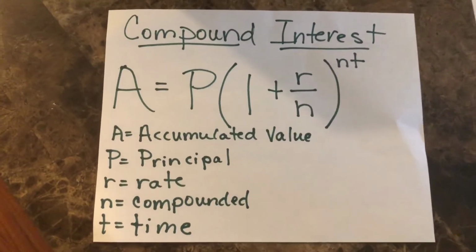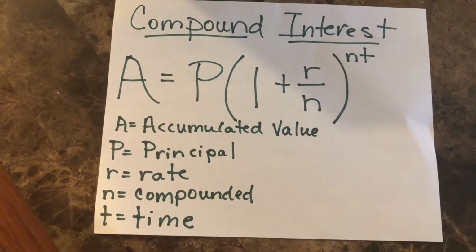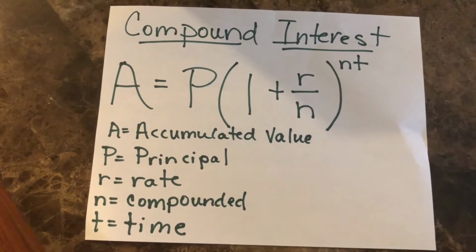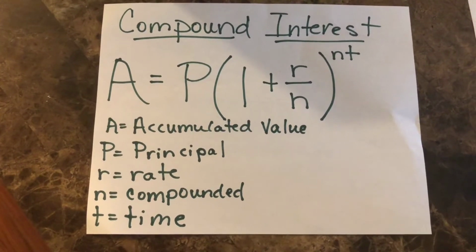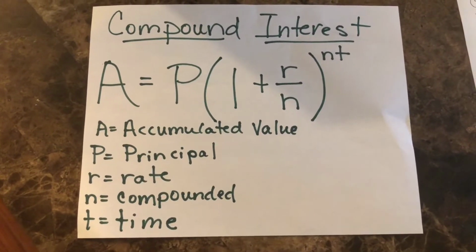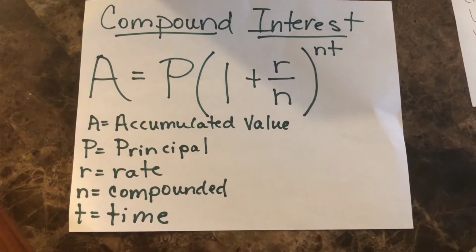Hello everyone, today we're going to be doing a compound interest problem. Last time we did continuous compound interest. This is just a regular compound interest problem. A equals P times 1 plus R over N raised to the NT.